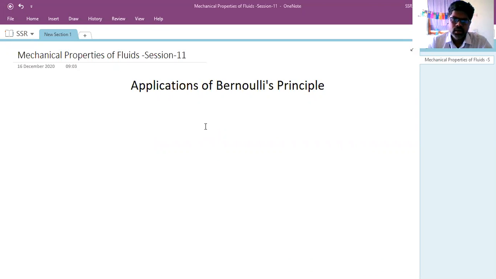Repeat once again. Bernoulli's principle states that for an ideal fluid in motion, the sum of the pressure energy, kinetic energy and potential energy per unit volume of the fluid is equal to a constant. This is Bernoulli's principle, and it is based on the law of conservation of energy.